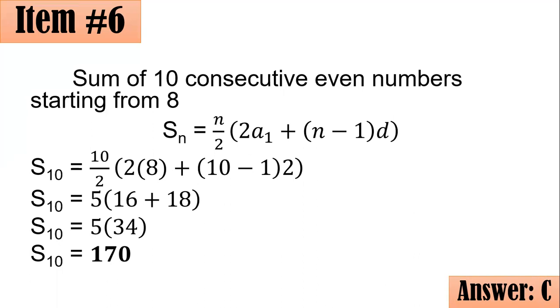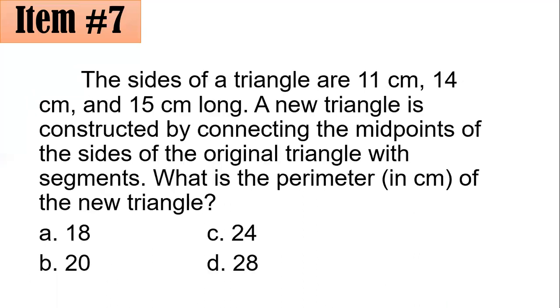Number 7. The sides of a triangle are 11 cm, 14 cm, and 15 centimeters long. A new triangle is constructed by connecting the midpoints of the sides of the original triangle with segments. What is the perimeter in centimeters of the new triangle? Is it 18, 20, 24, or 28?